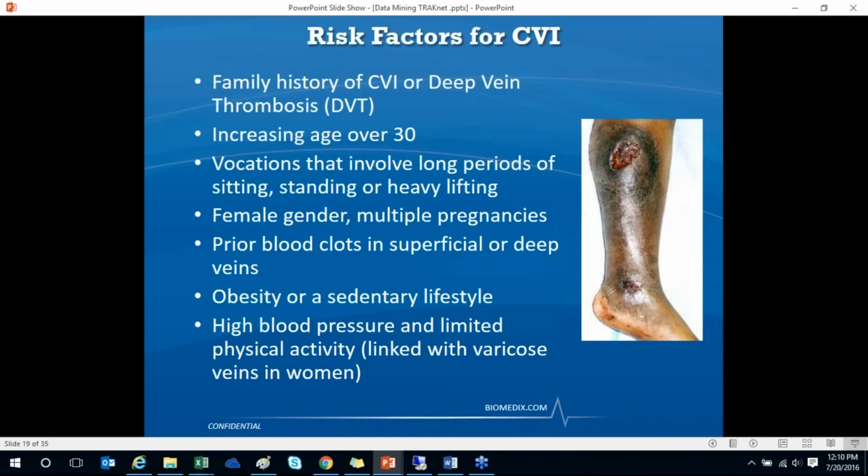anybody with prior blood clots in superficial or deep veins. Obesity is a risk factor for CVI, or those patients that have a sedentary lifestyle, and your patients with high blood pressure and limited physical activity.